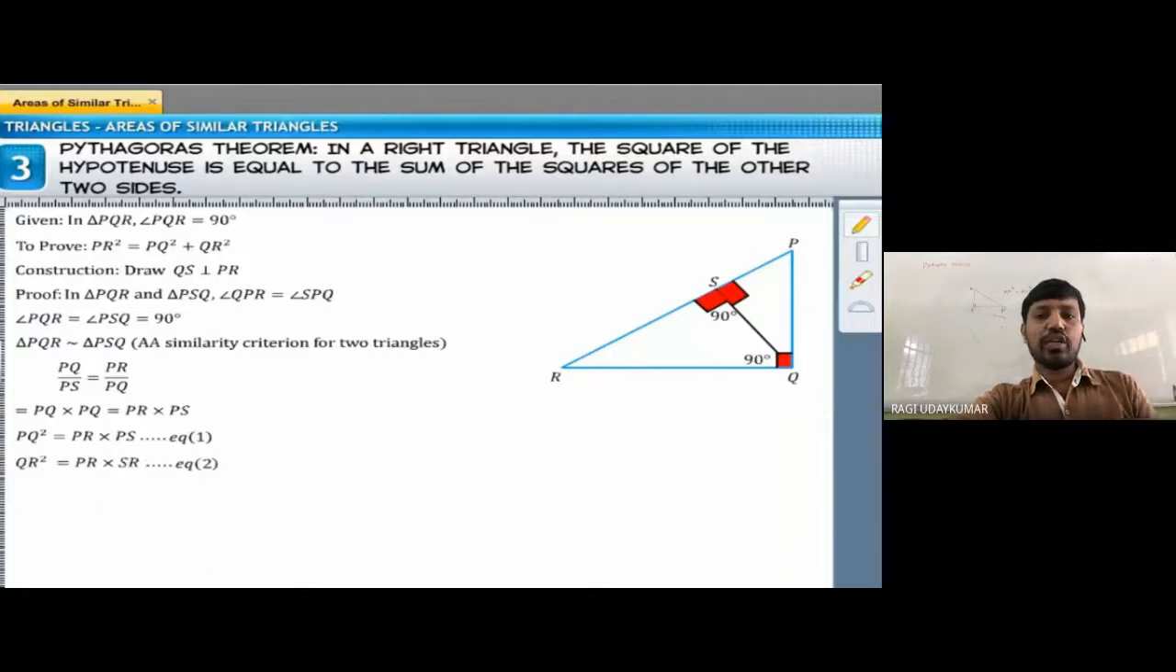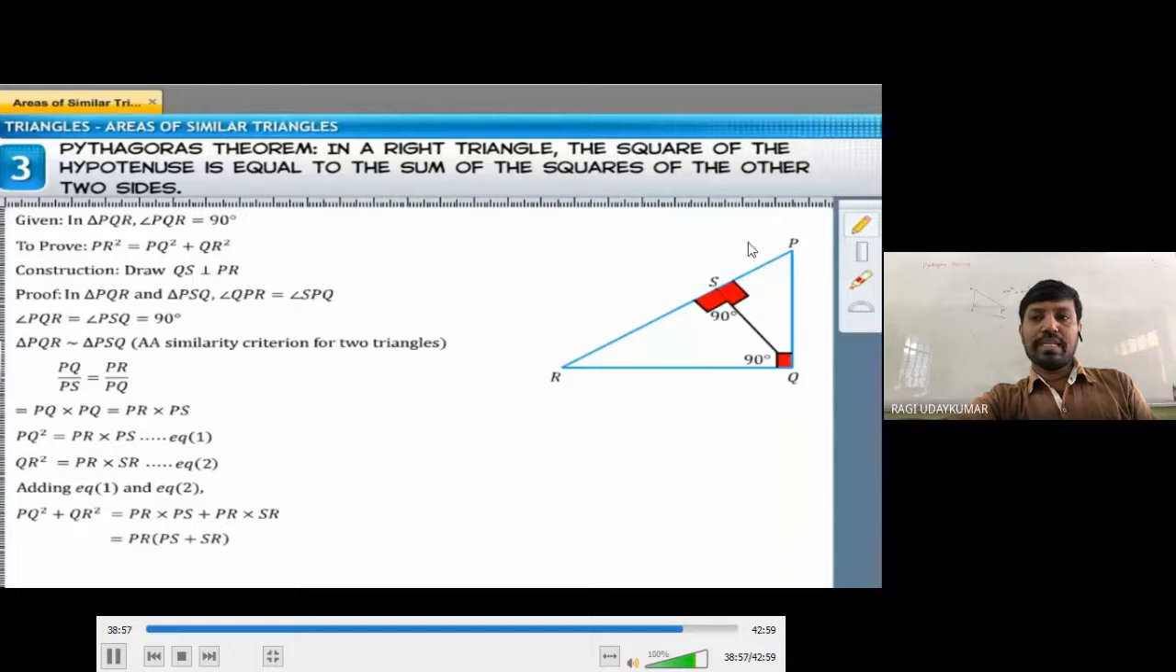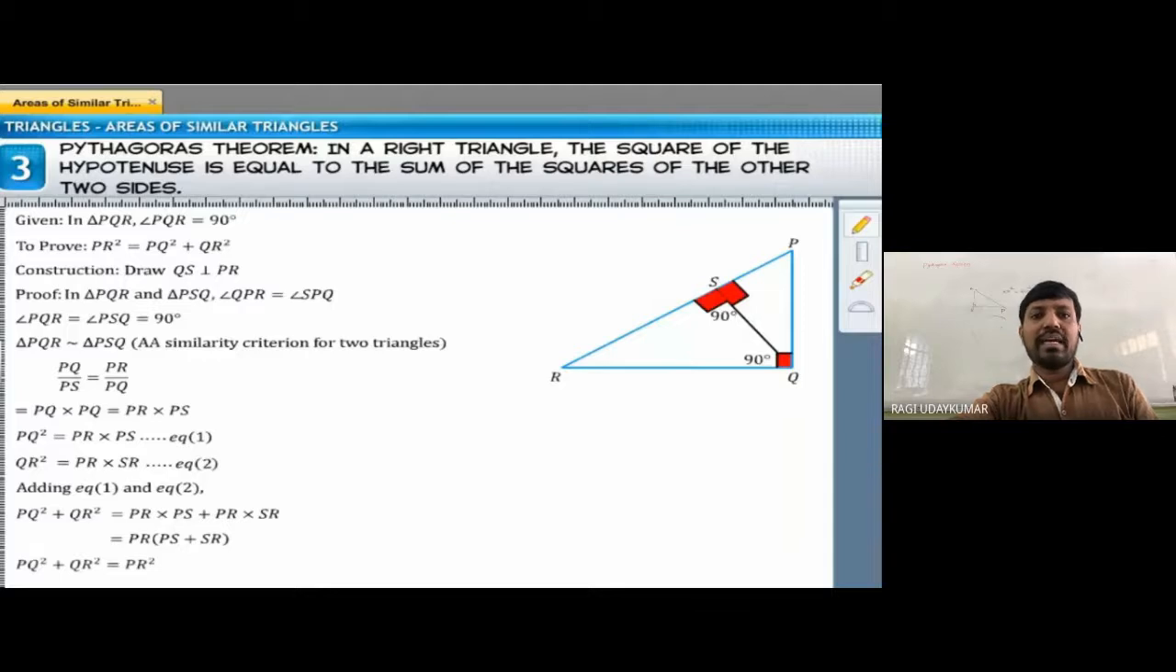And equation 1 and 2 you add. PQ square plus QR square is equal to PR into PS plus PR into SR. So take the PR common. What do you get? PS plus SR. So what is PS plus SR here? PS plus SR, completely PR. So PR into PR, that is nothing but PR square.